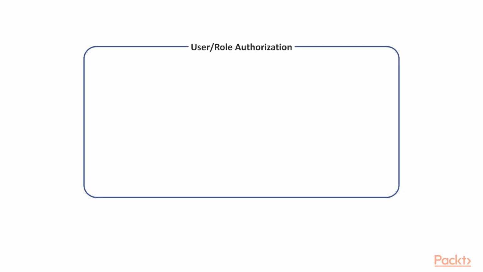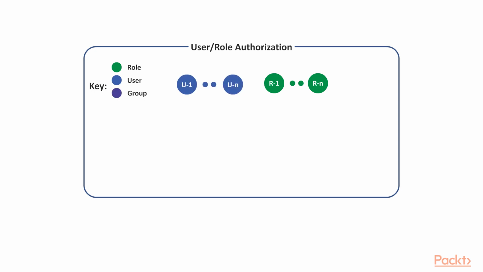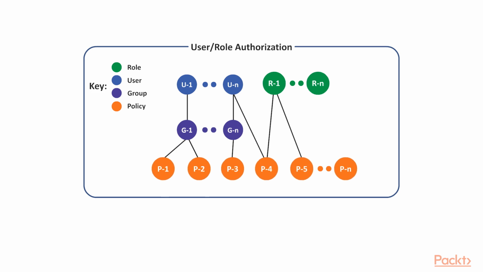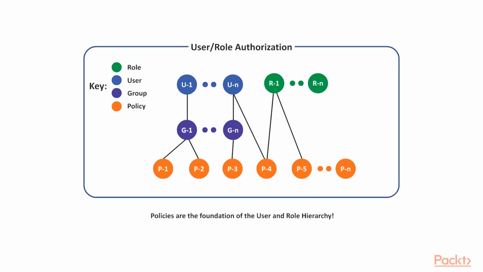This diagram shows the hierarchy of user and role authorization. If you recall from the previous section, user authorization is based from groups or individual policies. Role authorization is based upon policies. The key point of this diagram is that policies are the foundation of authorization for both users and roles. Having good, secure policies ensures that you will have a good risk profile for your users and roles.